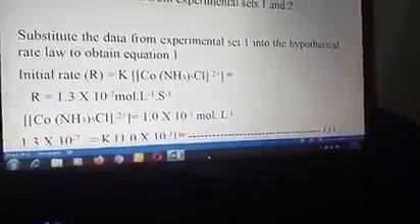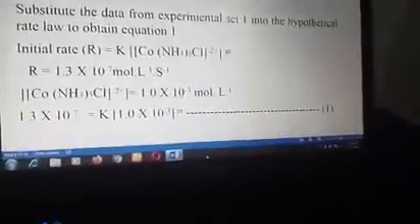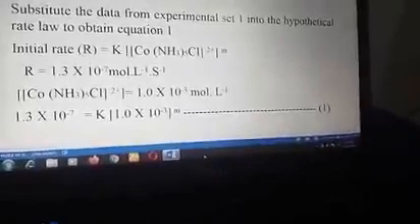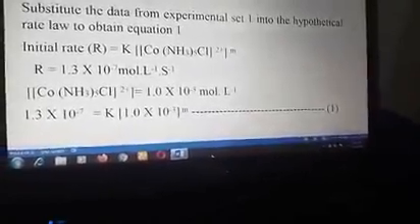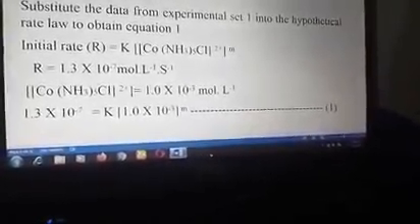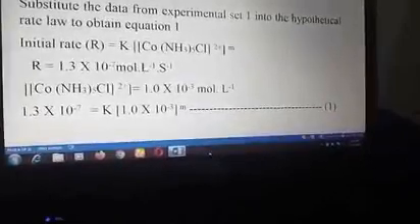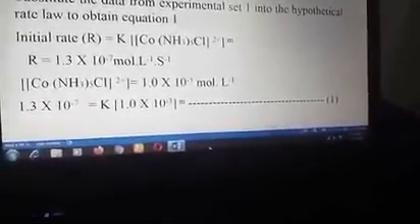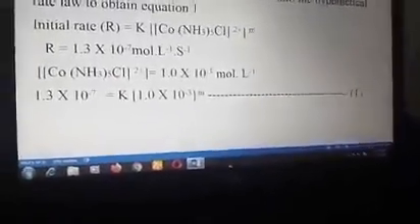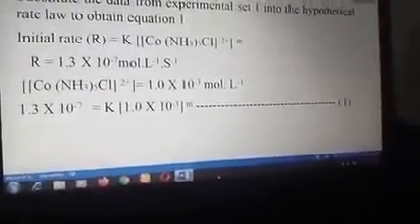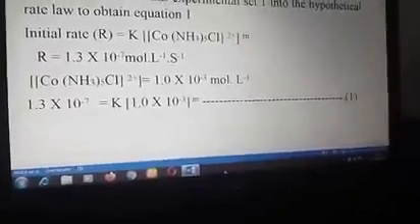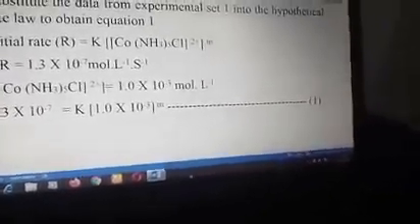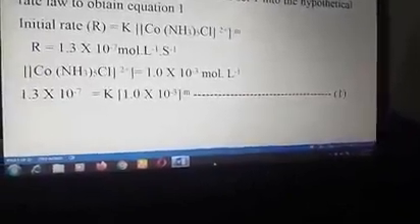So the initial rate is equal to K times the concentration of the cobalt complex to the power M. The rate for the first set is 1.3 × 10^-7, and the concentration of the cobalt complex is 1.0 × 10^-3. You substitute into this, replacing R with 1.3 × 10^-7, and replacing the cobalt complex concentration with 1 × 10^-3. We obtain equation 1 using set 1 data.